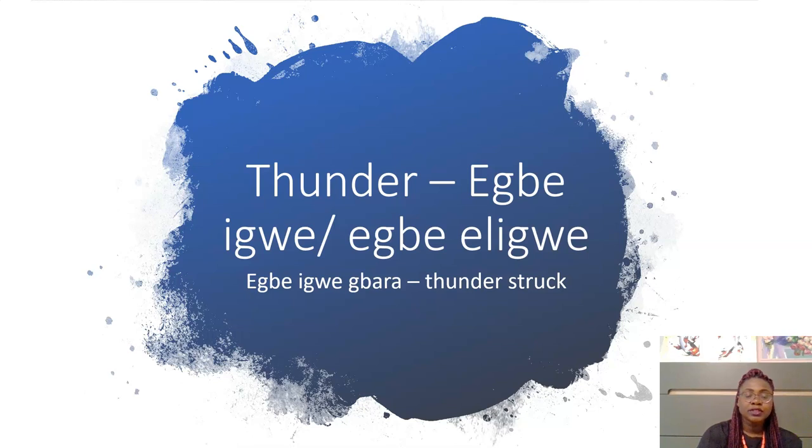Here we have thunder. Egbe igwe. Or egbe eligwe. Thunder. Egbe igwe. Or some dialect say egbe eligwe. Let's see some sentences. Egbe igwe bara. Thunder struck. Bara is past tense. Egbe igwe bara.